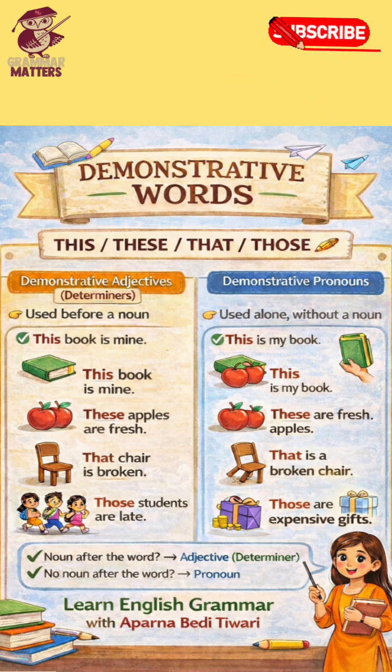That is a broken chair. Here, that is the demonstrative pronoun because there is no noun after that. Those are expensive gifts. Those is a demonstrative pronoun here because after those there is no noun.